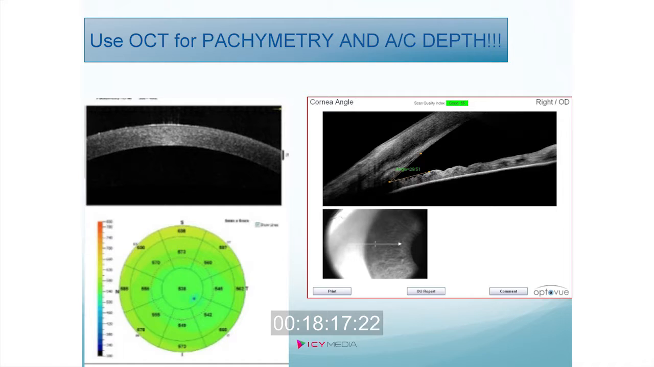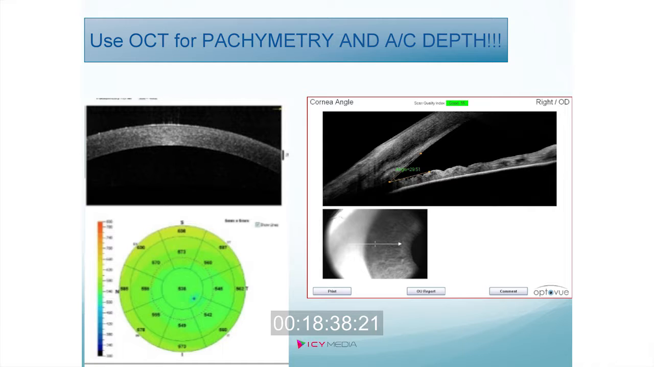What else do we want to get? We want to get pachymetry. And again, we can utilize the OCT to get the pachymetry. So here you can see on the left how the OCT will look with a pachymetry reading. You get a scan of the cornea, and the machine will give you a printout of the thickness at every single level. So if you're looking at central corneal thickness, this one's somewhere in the 530s, that would be pretty good. 550 is normal.